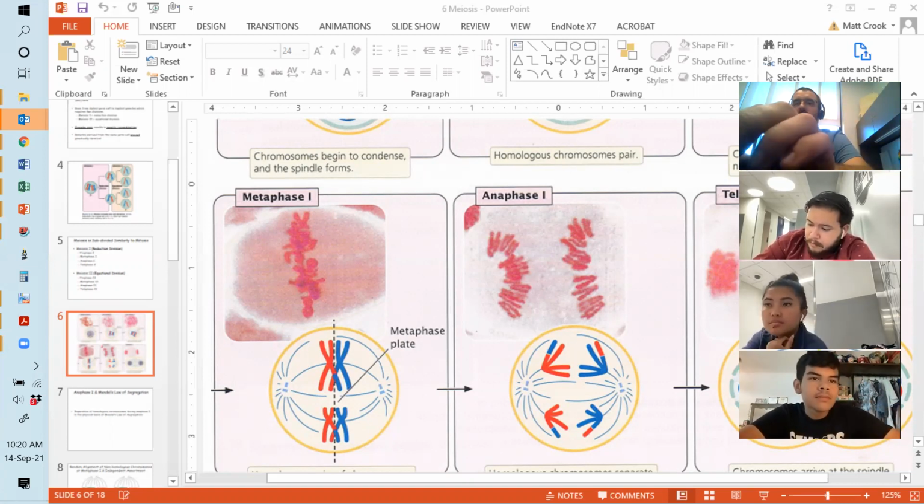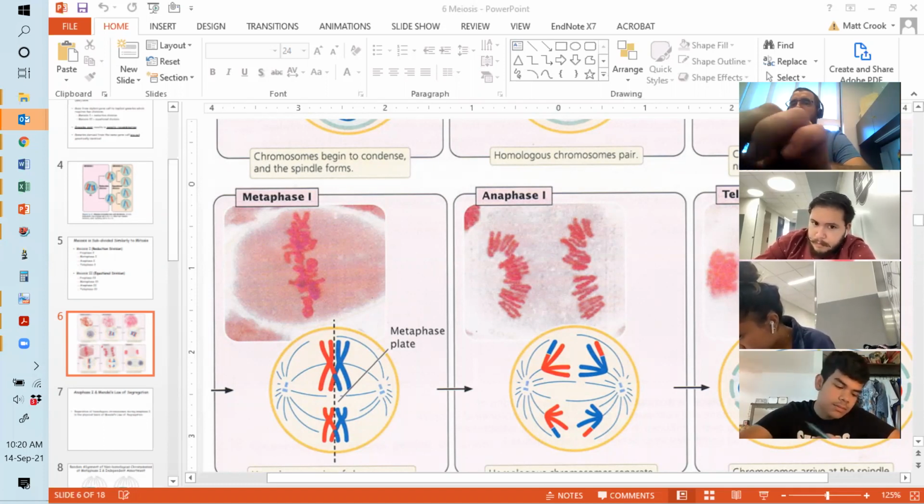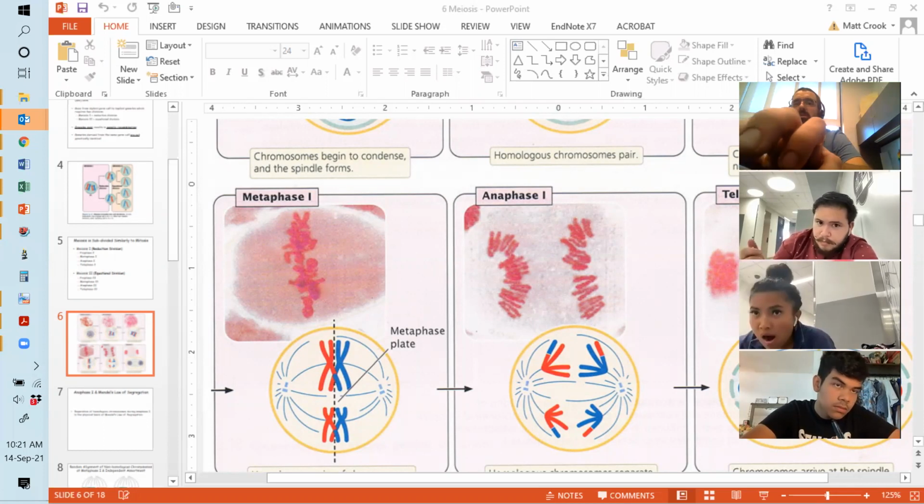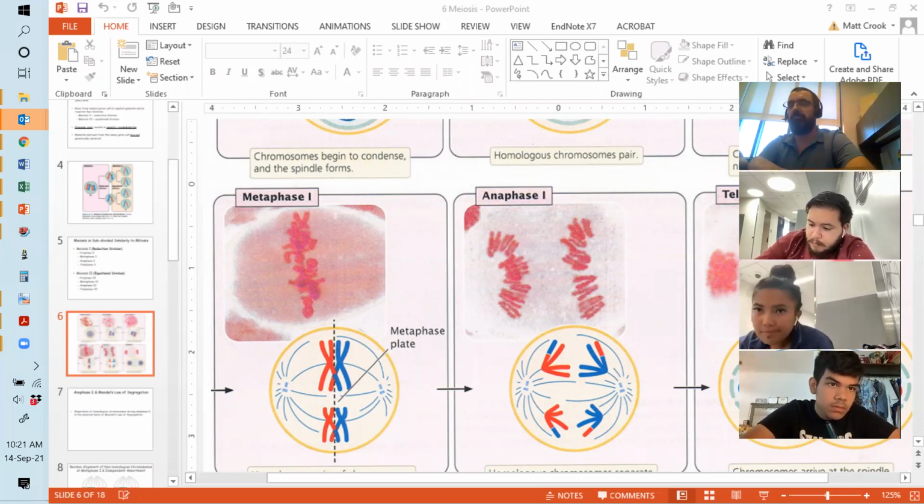So each chromosome pair, essentially, has a 50-50 chance of lining up one way round versus the other. And that is for each chromosome pair. So if you have two unique chromosomes, n of two, and you have two of them, that gives you four possible combinations.